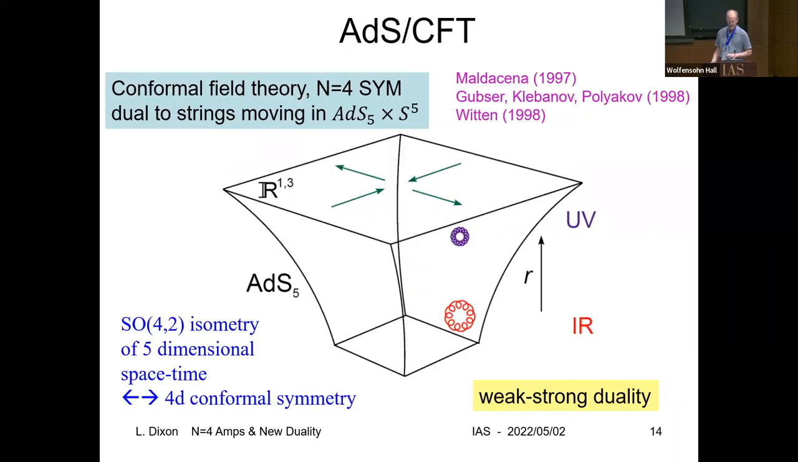Now, there's this very nice picture for N=4 super Yang-Mills, which was pioneered by work by people in this room, Juan Maldacena and Ed Witten, and Gubser, Klebanov, and Polyakov, of the picture that a conformal field theory, and this theory N=4 super Yang-Mills is really the prototype, can be interpreted as a theory of gravity or a string theory moving in AdS5 cross S5 in this case. And this is an example of a weak-strong duality. If you try to calculate the gluon amplitudes order by order in perturbation theory, like you might do in QCD, that's a very difficult problem on the other side. But if you want to go all the way to strong Yang-Mills coupling, especially at large N, you can do the calculation at weak coupling on the gravity side.